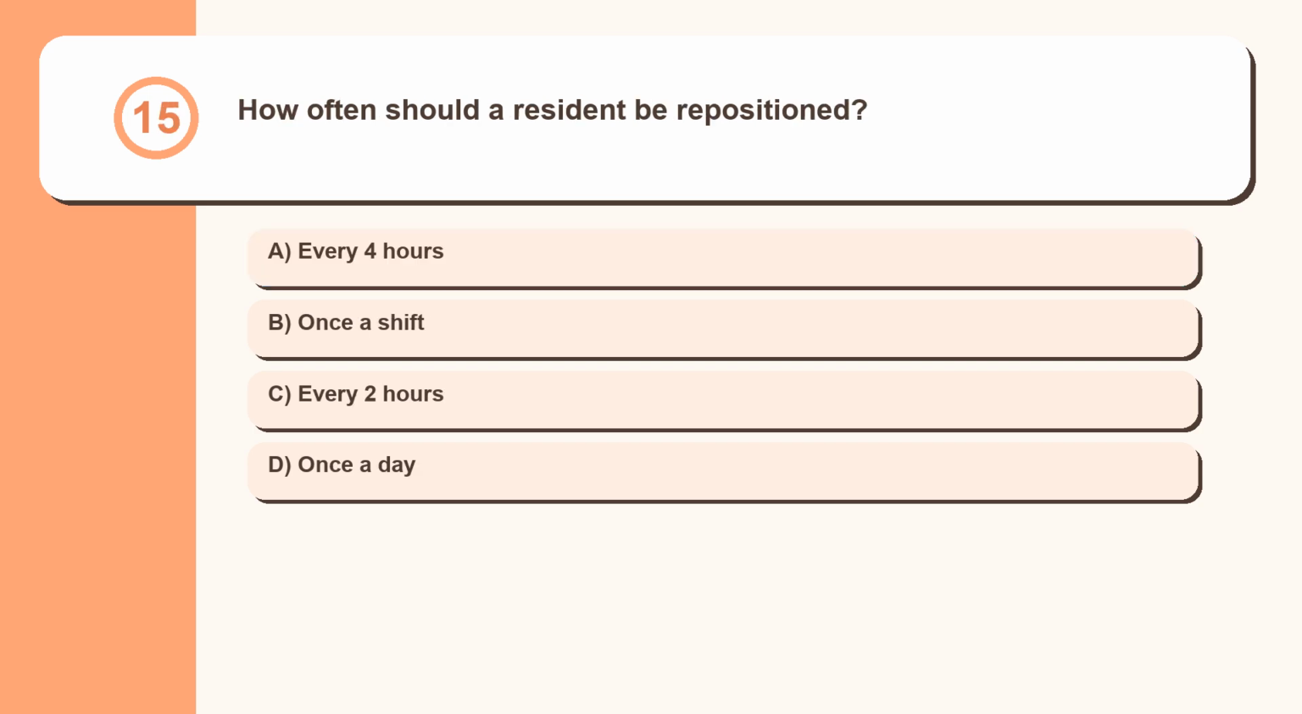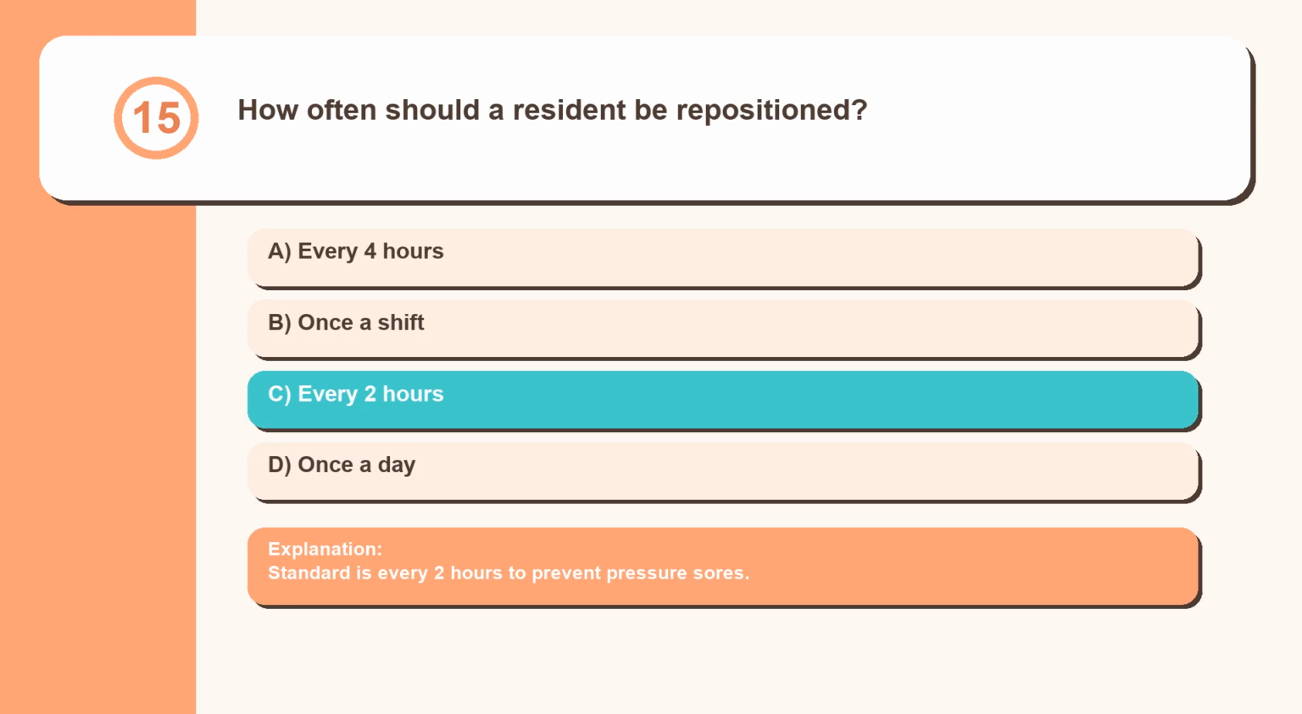Question 15. How often should a resident be repositioned? Every 4 hours. Once a shift. Every 2 hours. Once a day. Standard is every 2 hours to prevent pressure sores.